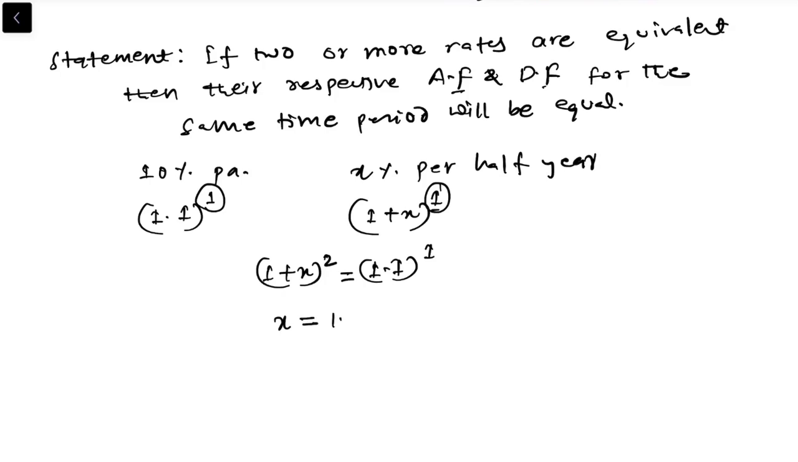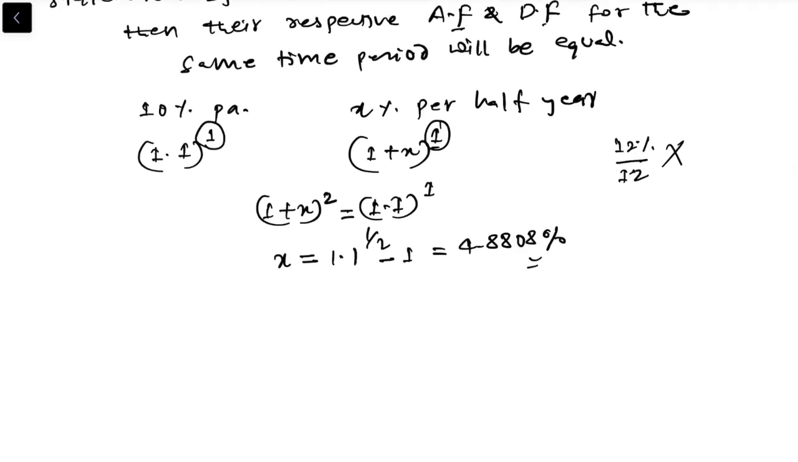Now if you solve for x, you'll get 1.1 to the power 1 over 2 minus 1, which is 4.8808%. So as you can see, the half yearly effective rate of interest of 10% per annum is not 5%. This is slightly below 5%. So we cannot simply divide the annual effective rate of interest by 2 to get the half yearly effective rate of interest. Similarly, if the annual effective rate of interest is 12% per annum, then you cannot divide it by 12 to get the monthly effective rate of interest. This does not work this way. Okay, so this is wrong. You cannot do that.